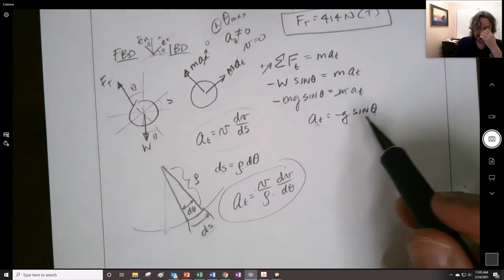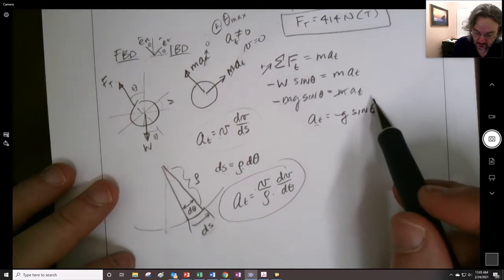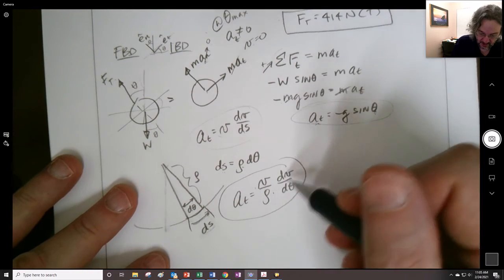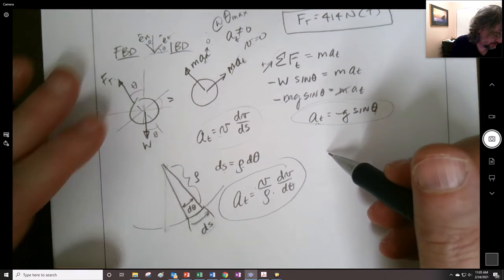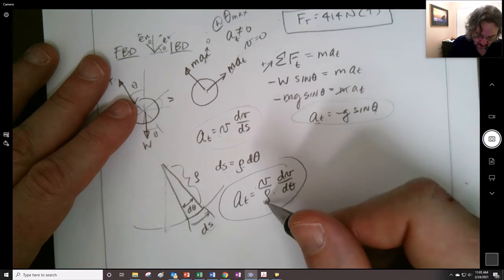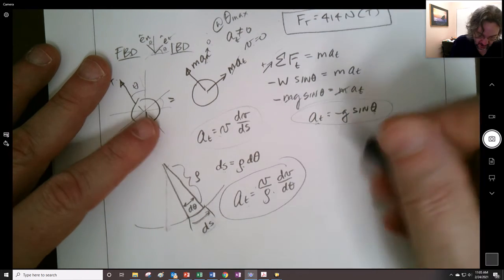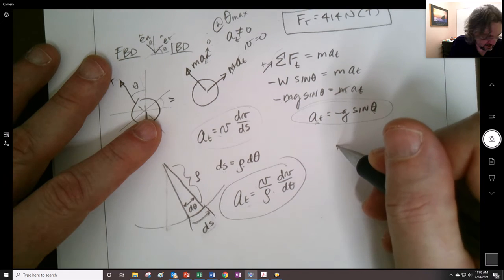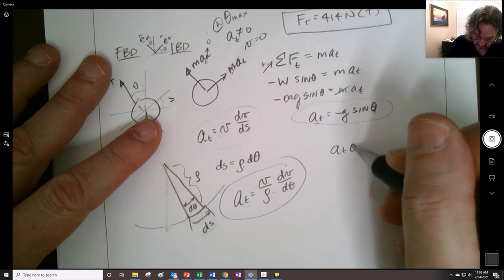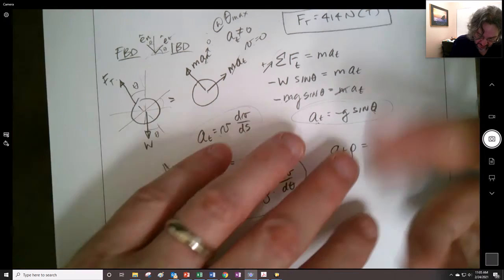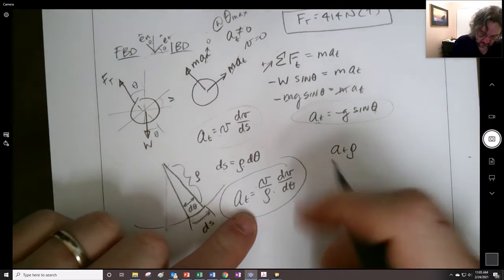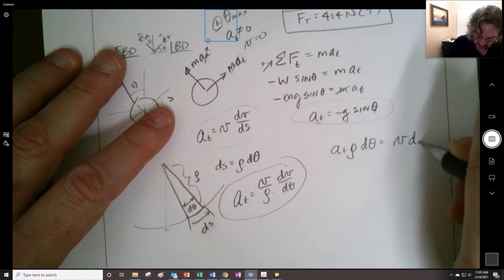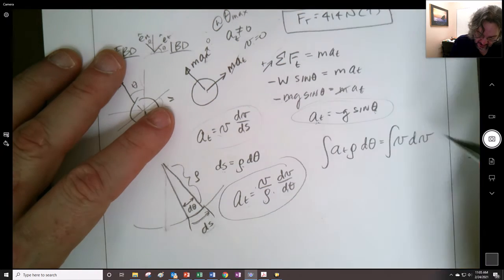Let's put this back up into here. This is what we were told from our sum of the forces. So let's put this knowledge to use, and we could rewrite all of this as a_t times rho times d theta. So this rho d theta is equal to v dv, and we can integrate.